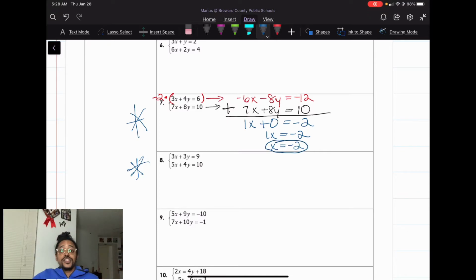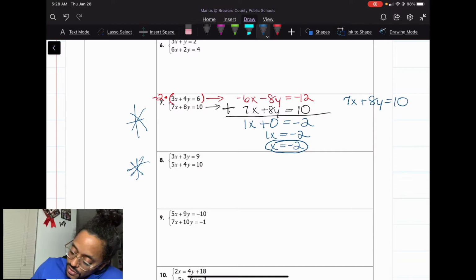Now we just continue to repeat our process. Plug it into one of the equations. I'm going to plug it into the second one. Second equation says 7x plus 8y equals 10. So 7 times negative 2 plus 8y equals 10. That becomes negative 14 plus 8y equals 10.